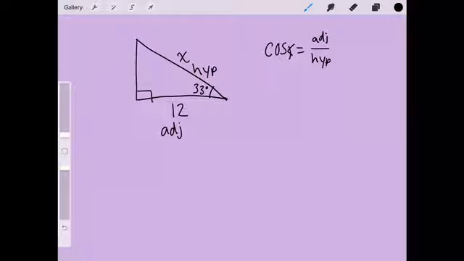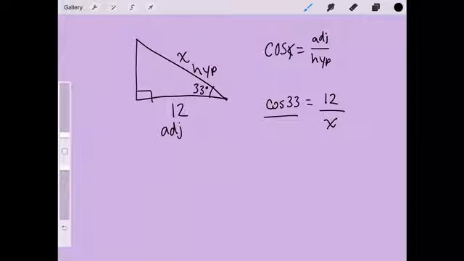So we're going to plug these in. Cosine of 33 equals the value of the adjacent side over the value of the hypotenuse side, which is right now just represented with x. Now I'm just going to show you how to solve this. I'm not going to have you actually solve them today. We're going to have you solve them next class, so next week.